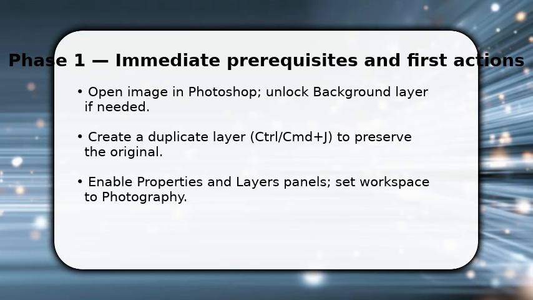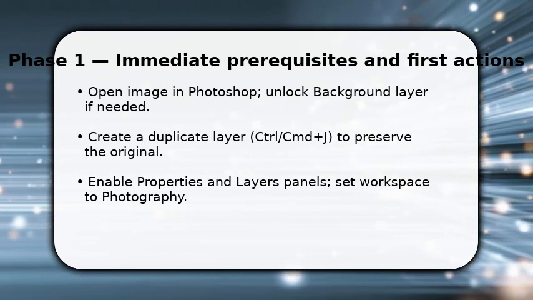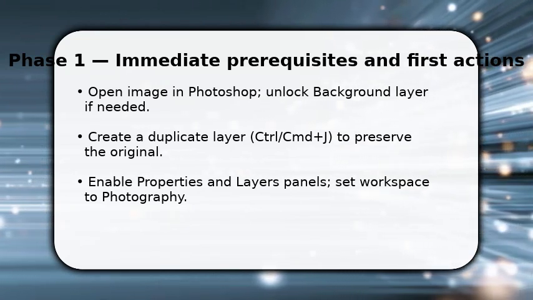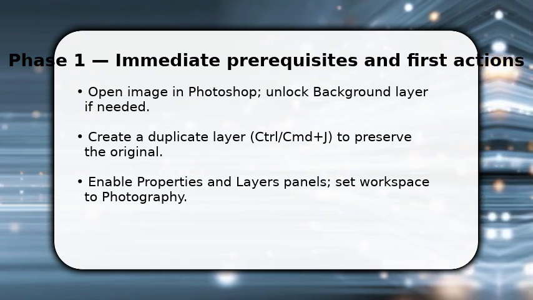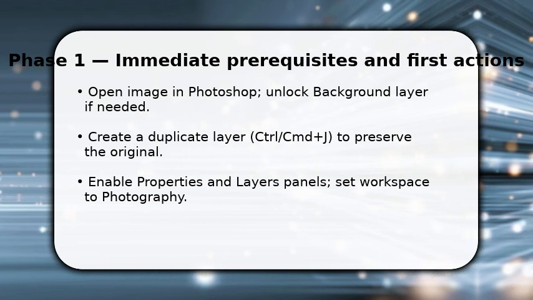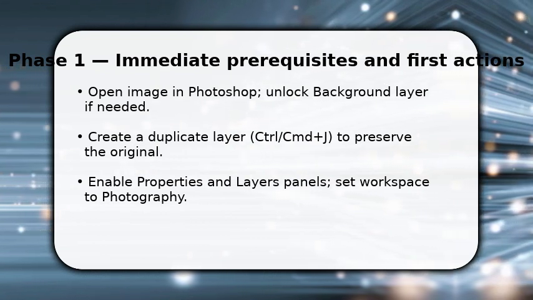You start by opening the image and immediately protecting the original. Duplicate the background layer with Ctrl or CMD+J. Once done, you'll work non-destructively so you can revert. Make sure the Properties and Layers panels are visible.